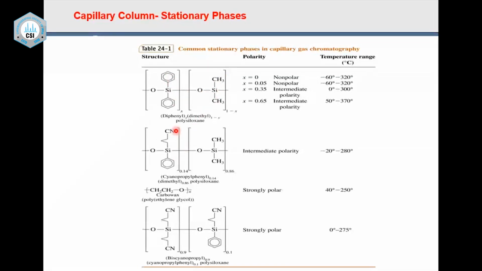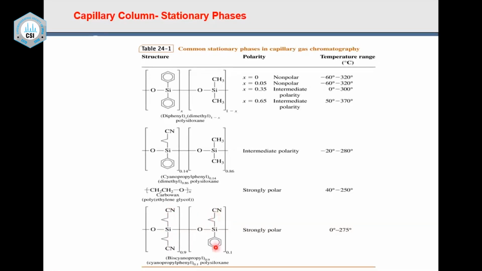When we have a cyano group here, it becomes semi-polar. When we have only one phenyl group here, it is a little semi-polar. When we have a cyano group attached here, it becomes more polar, and here also we substitute phenyl group or cyano group, it becomes more and more polar, like it is done here. Here instead of phenyl group there are cyano groups.